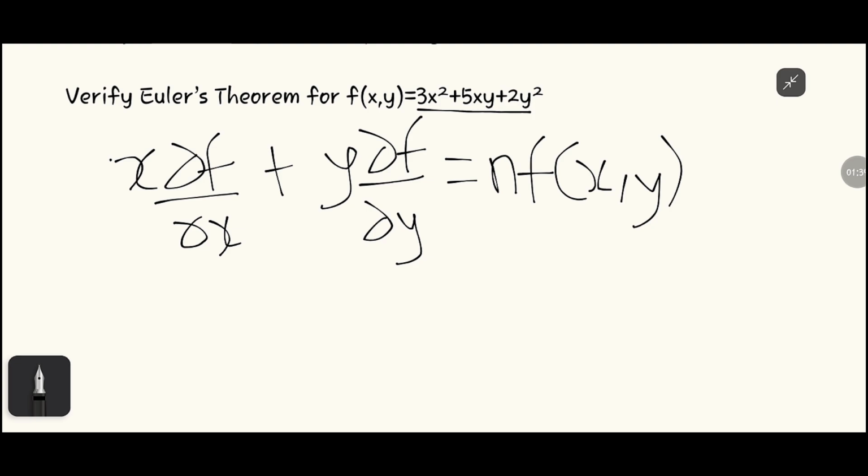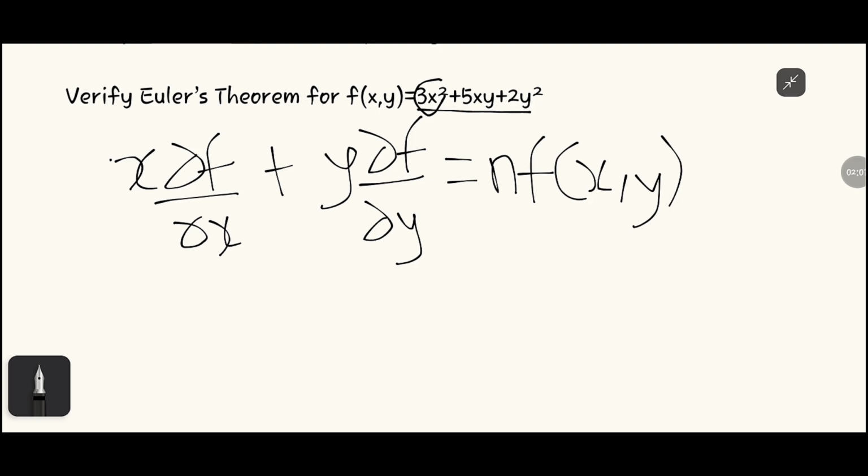What we can just do is that for each term of the function, we add the powers of the variables. So here the power of this term 3x² is 2. The power of the variable is 2. Now let's check the second term 5xy. The power is 2 also because x is raised to the power 1 and y is raised to the power 1. So if we add them, we'll have 2.